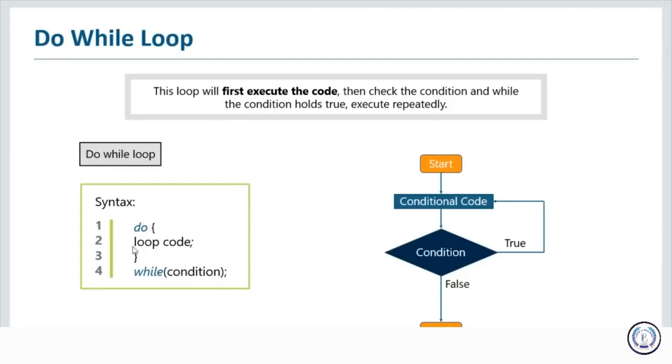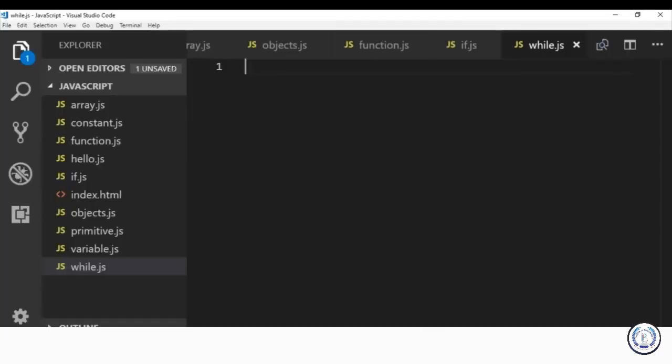Within the do loop, you have some code. Now this code is executed once, and only after that the condition is checked. Now if the condition is true, then you're going to execute it again. But if the condition is false, you're not going to execute it. But this code is definitely executed at least once. That's the difference between do while and while. So the loop code is executed at least once in the do while loop. Now let's do this practically.